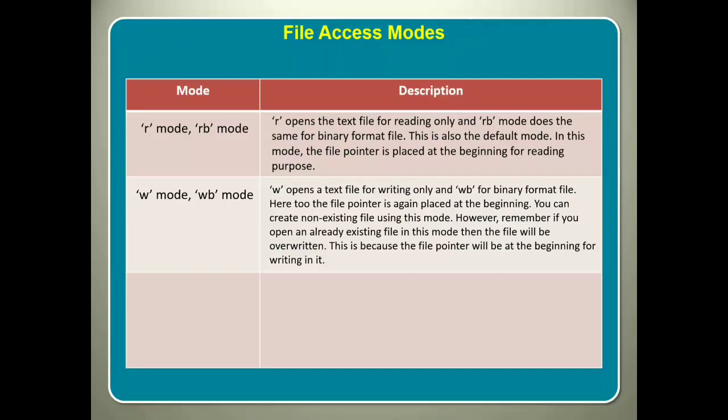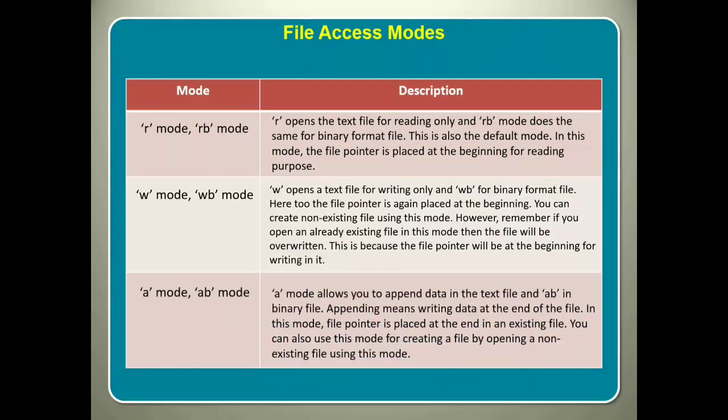The next file access mode is the a mode. a mode allows you to append data in the text file and ab in a binary file. Appending means writing data at the end of the file. In this mode, the file pointer is placed at the end in an existing file. You can also use this mode for creating a file by opening a non-existing file using this mode.